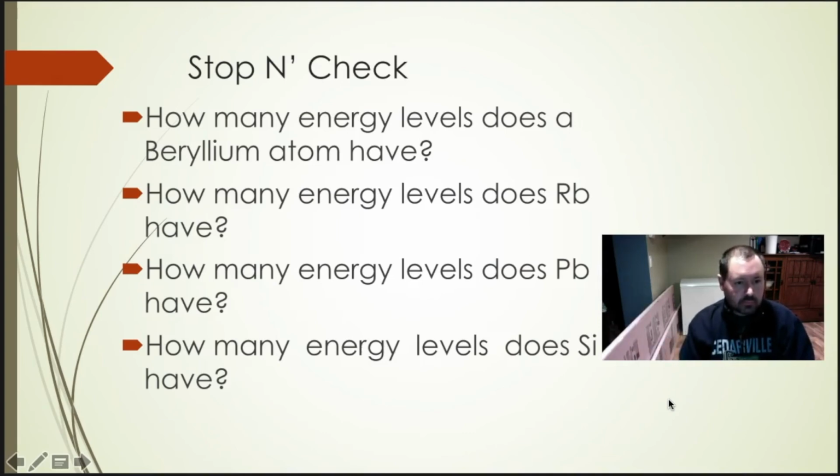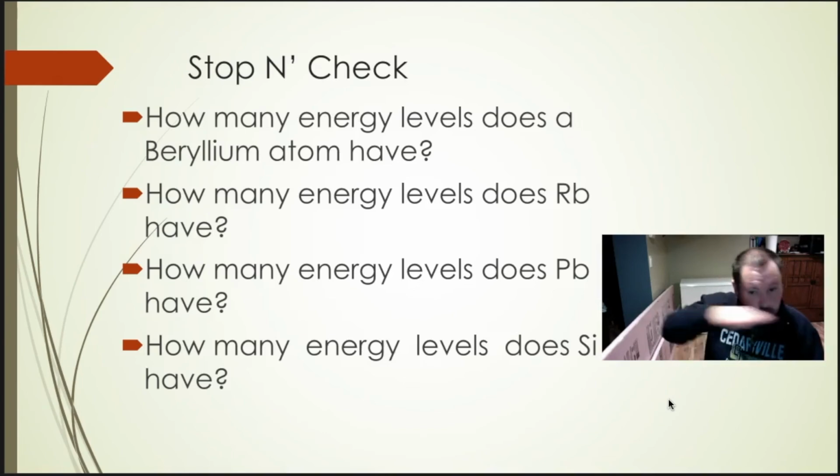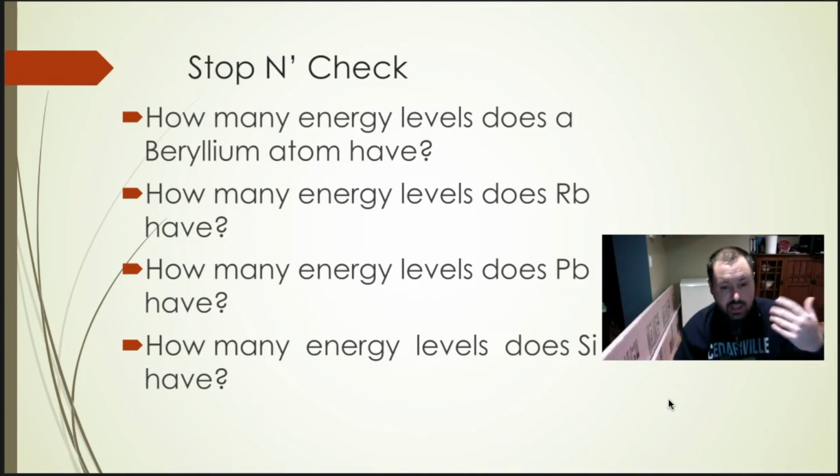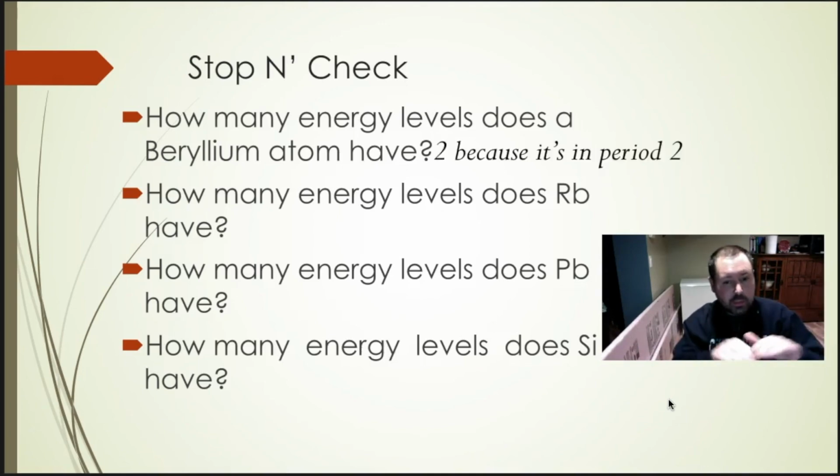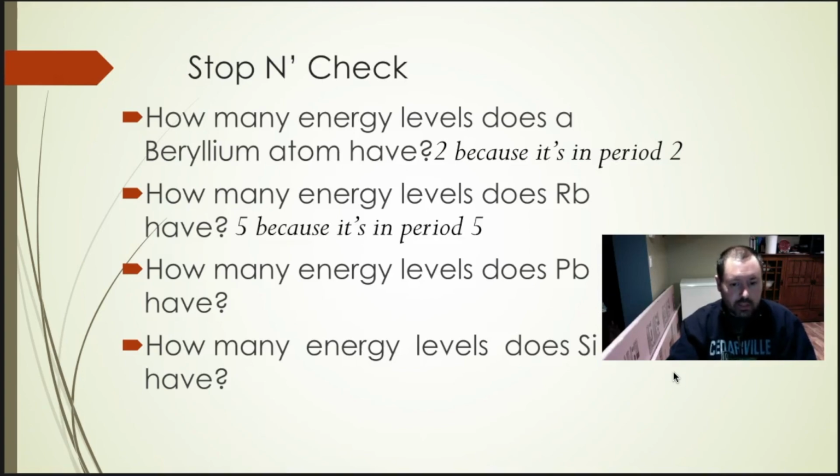But let's take a look, and I highly suggest that you do this. Follow along with your own periodic chart. It says how many energy levels does beryllium have? Notice you're looking at the period, and when you look at the period, it'll tell you. So the answer to this one is 2 because it's in period 2. So beryllium, it's in period 2. That means it's got 2 electron shells. How many energy levels does rubidium have? You got to look a little bit further down. Rubidium has 5 electron shells because it's in period 5, not family 5.